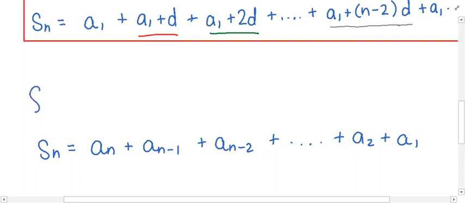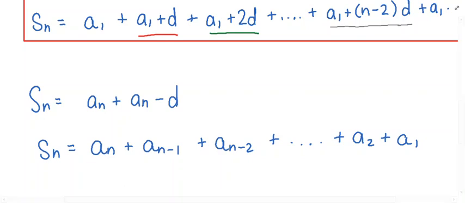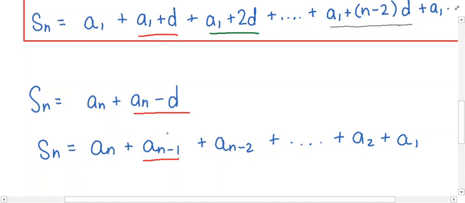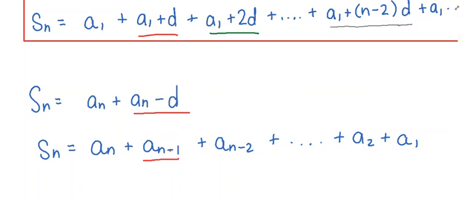So I'm going to come up here. I'm going to leave AN as AN. And then how do you get AN minus 1? How do you get the term that came before AN? Well, you take AN and you subtract the common difference. So this is the same thing as this. To get the term that comes before AN, to get AN minus 1, you take AN and you take away the common difference.